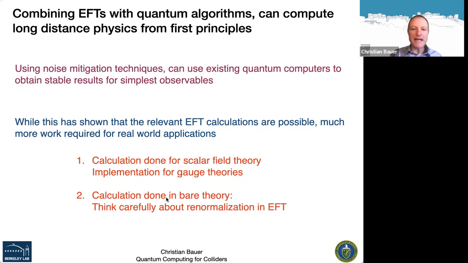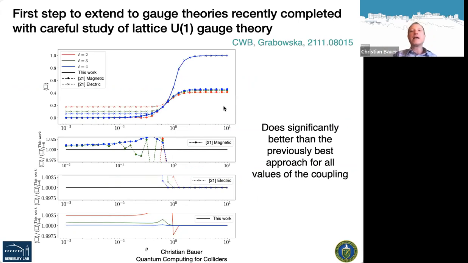I just want to flash one slide on gauge theories, such that at least you can see that we're thinking about this. This is a plot from a recent paper that I wrote with Dorota Grabowska at CERN, where we have a new formulation of a lattice U1 gauge theory. Here we show the error in our work compared to previous works. If you compare to this work, we have a much better understanding of the uncertainties of what is going on here. So this is just an advertisement slide. Obviously, I'm not telling you what we're doing here, but just that we're working on gauge theories.